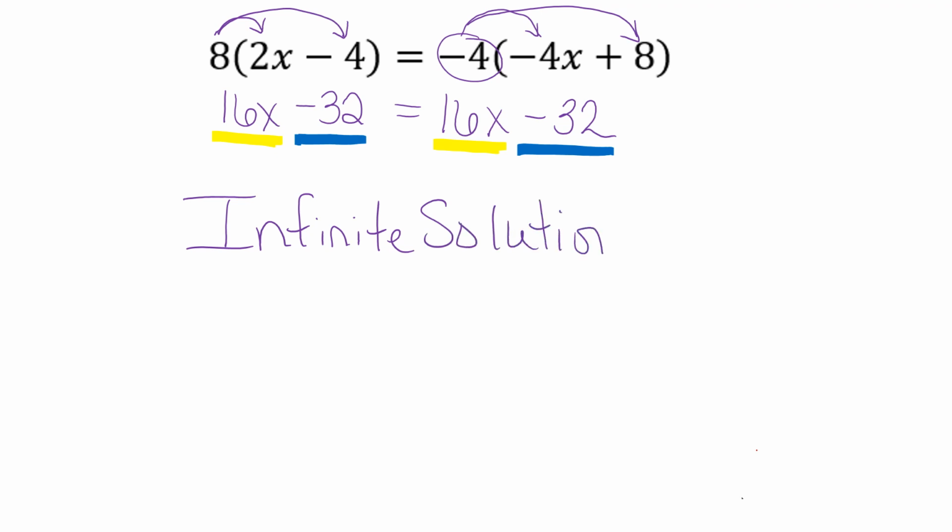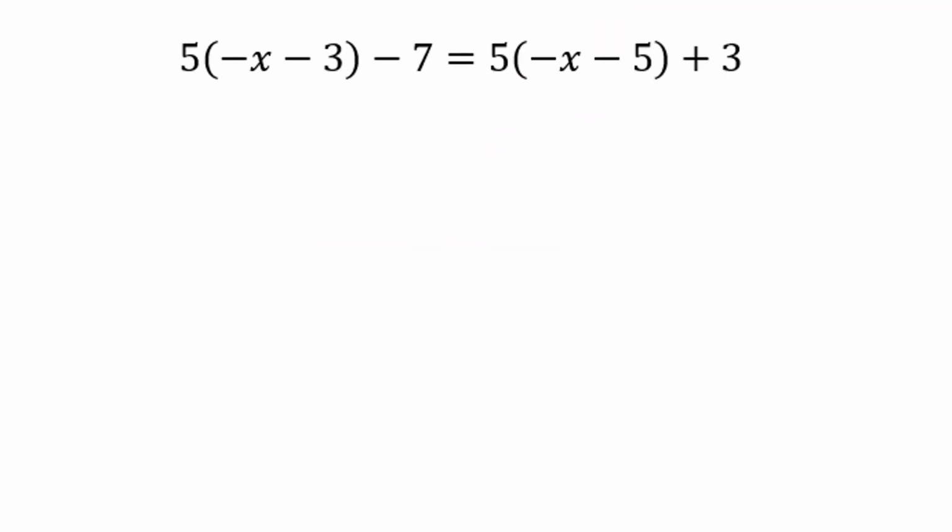They are exactly the same on both sides, so it means infinite solution. Okay, so we need to do our distributive property on this problem since we do have parentheses. So I'm going to distribute the 5 to everything in the parentheses set, which will give me a -5x and a -15. Bring down our other number of -7 and our equal sign.